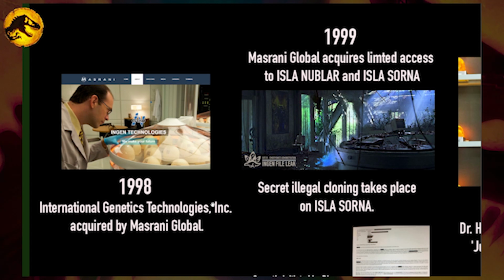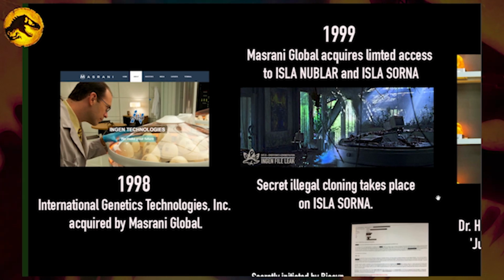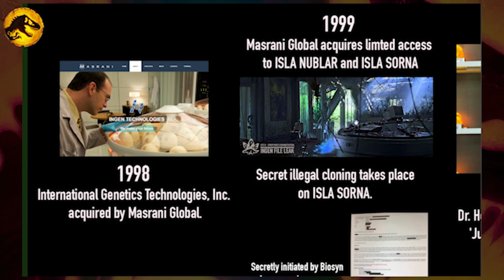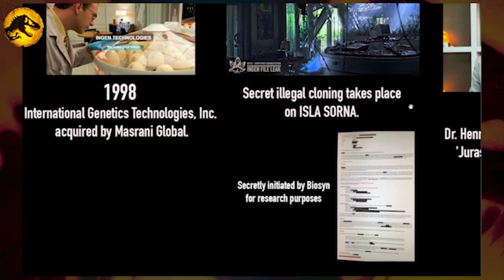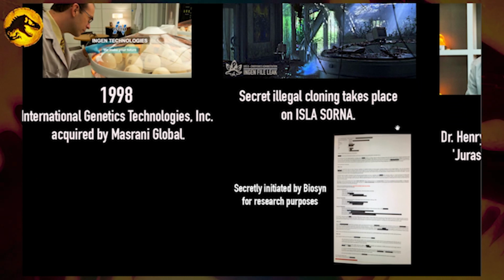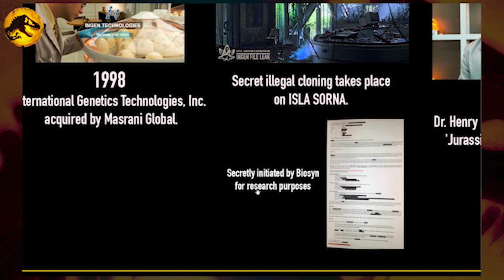1999, Masrani Global acquires limited access to Isla Nublar and Isla Sorna. Obviously, the Gene Guard Act is still in place here, so they can't clone any new dinosaurs. They were probably just overseeing their assets and what they have at their disposal and seeing what's going on. We don't quite know the full extent of the operation of that, but we all do know, thanks to leaked documents across the viral websites, that secret illegal cloning did take place on Isla Sorna in 1999. Simon Masrani was unaware of this going on. But we do find out on dinotracker.com that it was secretly initiated by Biosyn for research purposes. So Biosyn up to no good in the background again.